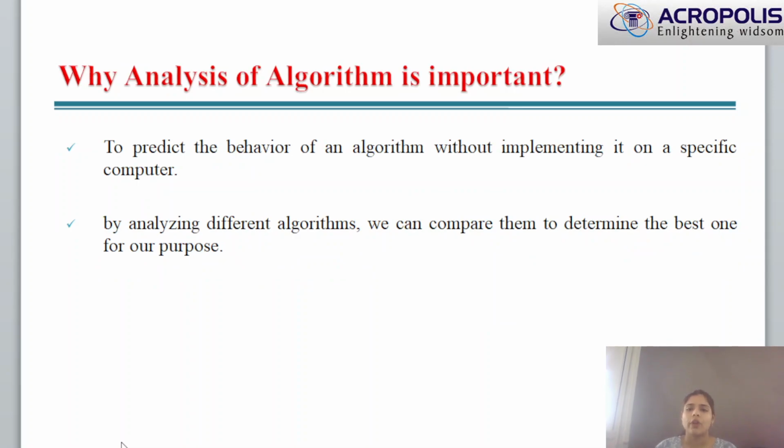Why is analysis of algorithm important? To predict the behavior of an algorithm without implementing it on a specific computer. By analyzing different algorithms, we can compare them to determine the best one for our purpose.